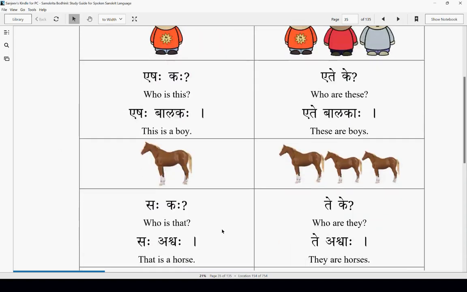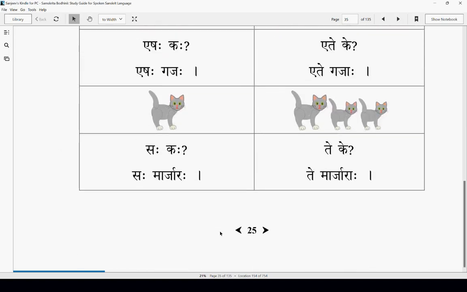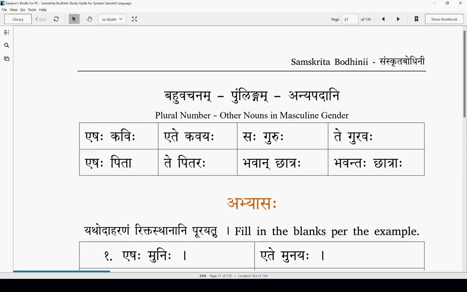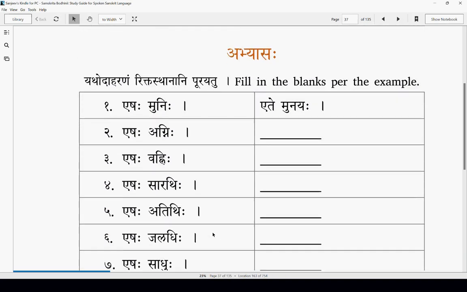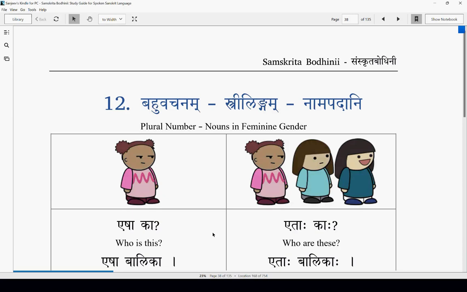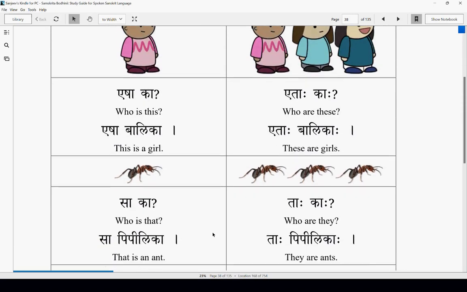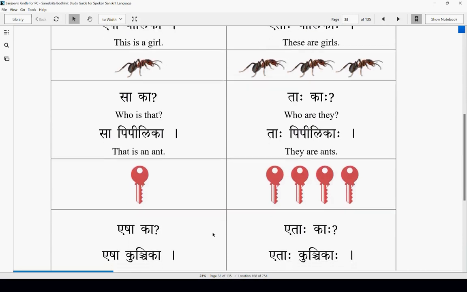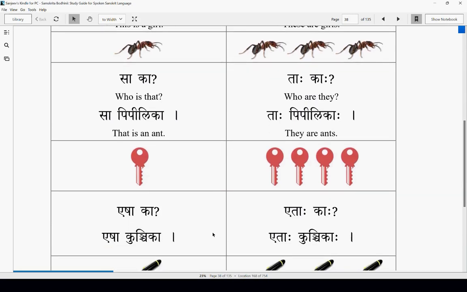Okay. So we come here, Resha Kareti Vida Timajara. Guru Karesh Muni Munayaha Agni Agnayaha Vayu Vayavaha Sarit Jaladhi Sadhu Sadhavaha. Strilinga also we saw that. Saka Tapipilika Etaka. Any other Strilinga you remember?